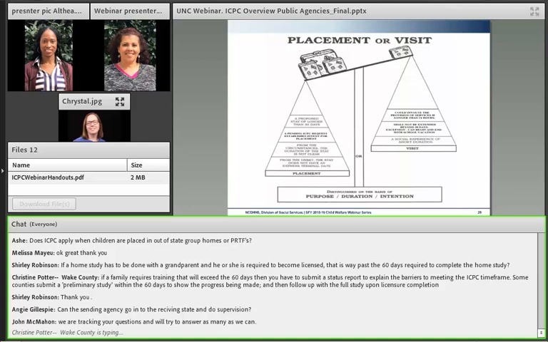This slide will help you determine the difference between a placement and a visit. When you're trying to make that determination, consider the purpose, the duration, and the intent. And that will often help you decide, is this a visit or is it a placement?